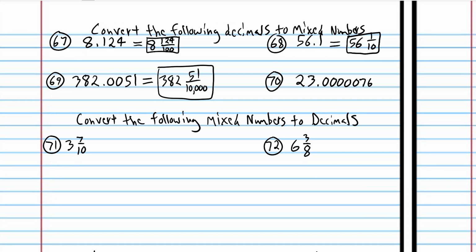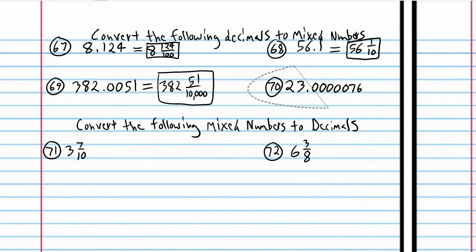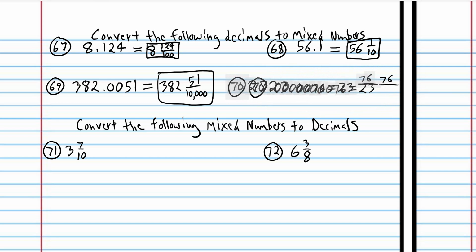All right, and we're going to have to move this over a little bit. 23 and 76 over, what place is the 6 digits in? Tenths, hundredths, thousandths, ten-thousandths, hundred-thousandths, millionths, ten-millionths. So 10 million we need in the denominator. So 23 and 76 ten-millionths.